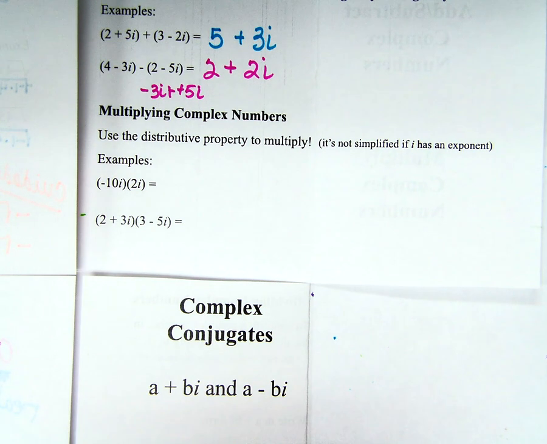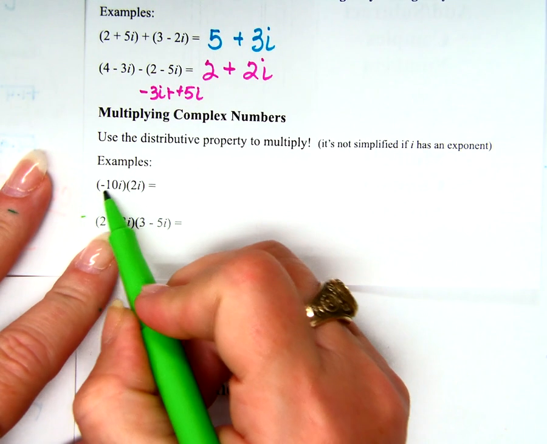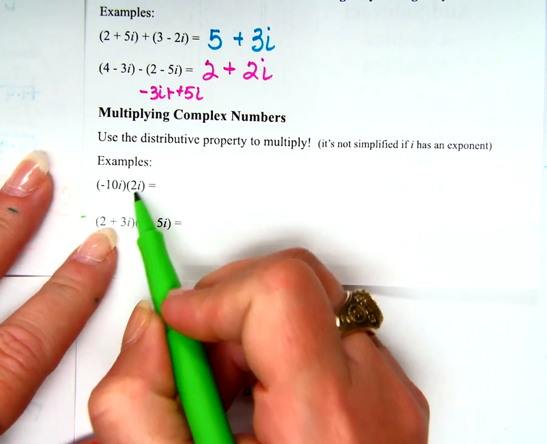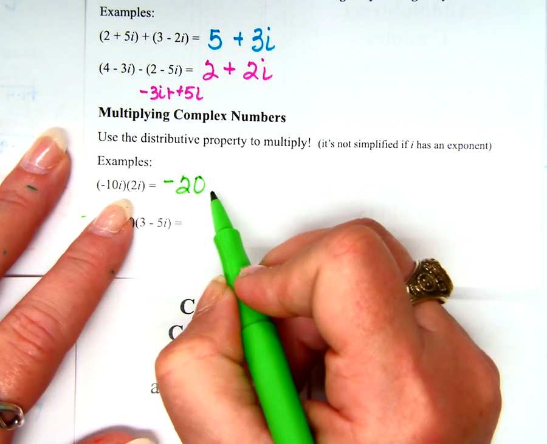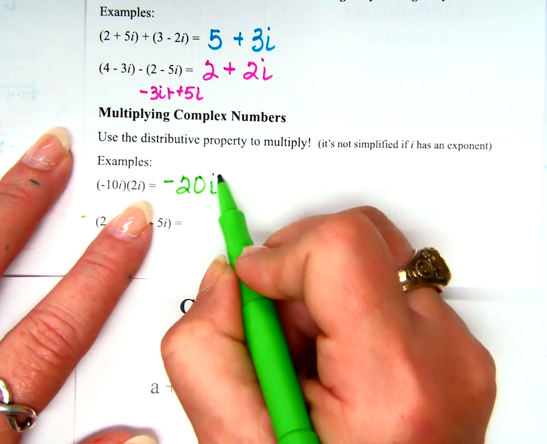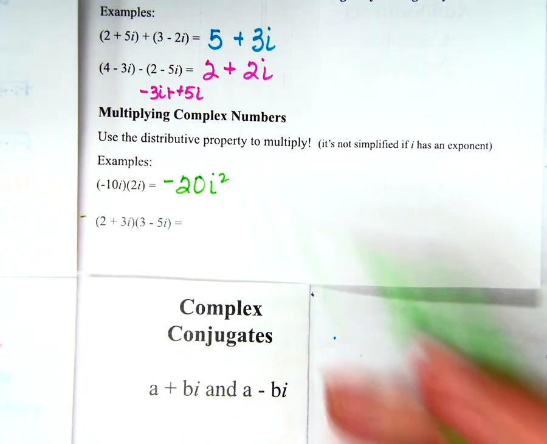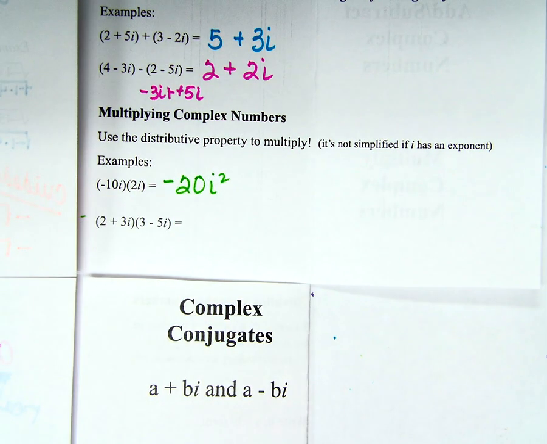What about multiplication? What about negative 10i times 2i? Negative 20, what? I squared, right? I times I. Okay, so let's have a quick discussion. Just a quick commercial break, okay? Is I a variable? No, it's not. We're never going to, quote-unquote, solve for I, are we? I is just telling us this is the imaginary part. Okay?